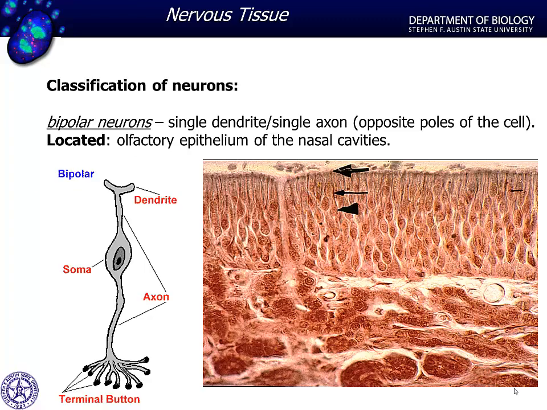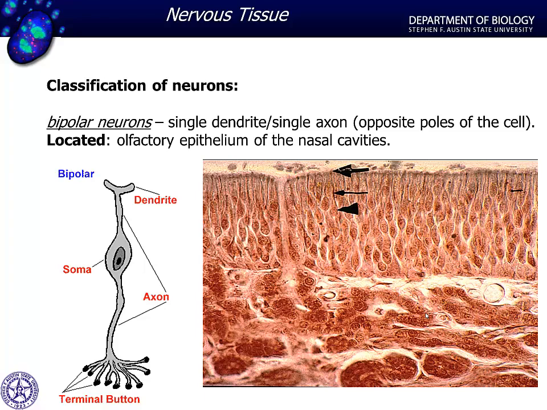In the first podcast, we talked about the soma, the axons, and the dendrites of your generic neuron. Well, now we're going to put this together and look at all the different shapes that neurons can have in the human body. One of the common types of neurons are the bipolar neurons, and one of the places that we're going to see these bipolar neurons is in your olfactory epithelium.